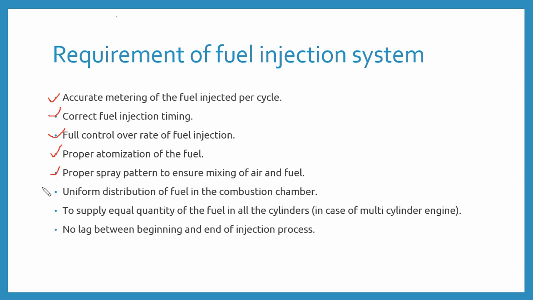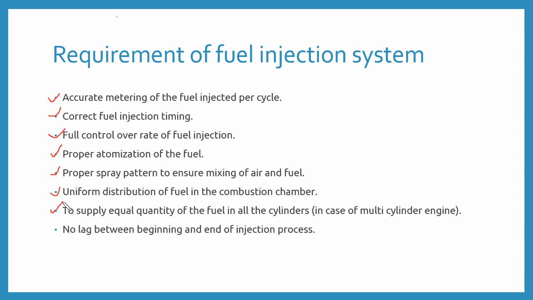Then, uniform distribution of the fuel in the combustion chamber. Uniform distribution of the fuel in the combustion chamber is one part. Then another part is to supply an equal quantity of fuel to each cylinder in the case of a multi-cylinder engine. If there is a 4-cylinder engine and we spray a huge amount of fuel in the first cylinder and less fuel in the fourth cylinder, that means the power is not produced in a proper, uniform way.